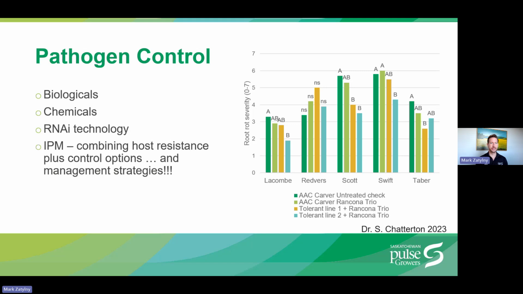You can see here, this was using Rancona Trio, and for the majority, when that seed treatment was used, the root rot severity at these locations was reduced. So that is showing that there is still promise in these chemical treatments. RNAi technology, as well as combining host resistance plus control options and management strategies, using that all together to really combat and manage this issue.